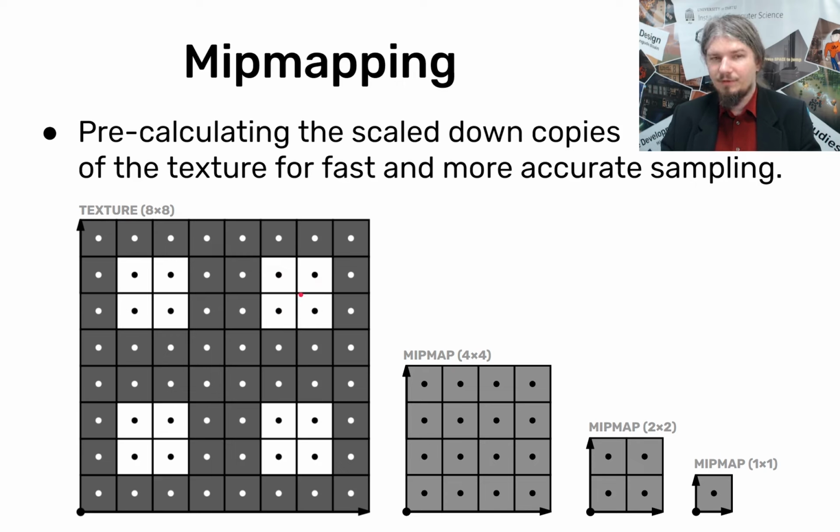So with Mipmaps we pre-generate a scaled down version of this texture, so a 4x4 Mipmap, and then a 2x2 Mipmap, and then a 1x1 Mipmap. And currently it happens that those are all dark gray. So if we were to now downscale this texture to a 2x2 result, then we could just take this 2x2 Mipmap and sample the dark gray values from here.